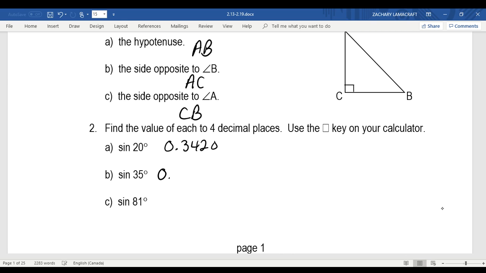Remember we always round that last one, so what would it be? 573. Awesome.